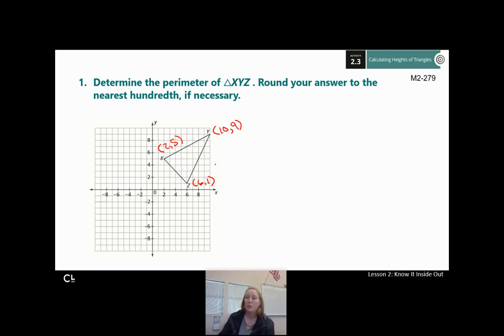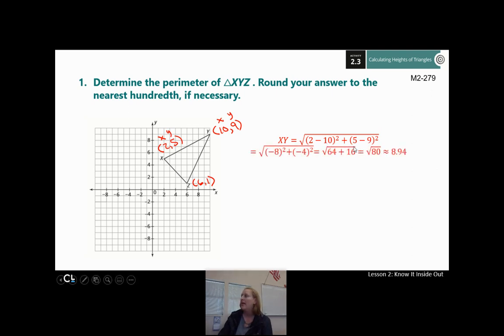So let's do some distance formula. Let's find side XY. So I'm going to subtract my X's, 2 minus 10. And then I'm also going to subtract my Y's, 5 minus 9. And we'll work it out from there. Of course, 2 minus 10 is negative 8, and 5 minus 9 is a negative 4. We know a negative 8 squared is a positive 64, right? Negative 8 times negative 8. And a negative 4 squared is a positive 16. 64 plus 16 gives me the square root of 80. And I used my calculator. I got about 8.94.